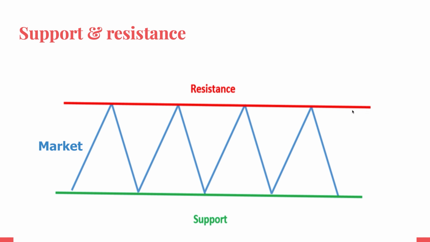So that's what I'm saying: resistance is where you're going to look for your selling opportunities, because you know that when the market reaches this level, there's a high chance that the market will go to the downside, and that's where you can place a sell trade. Then it also applies to support. Support is where you're going to look for buying opportunities, because you know that when the market reaches the support level, there's a high chance that the market will go to the upside.